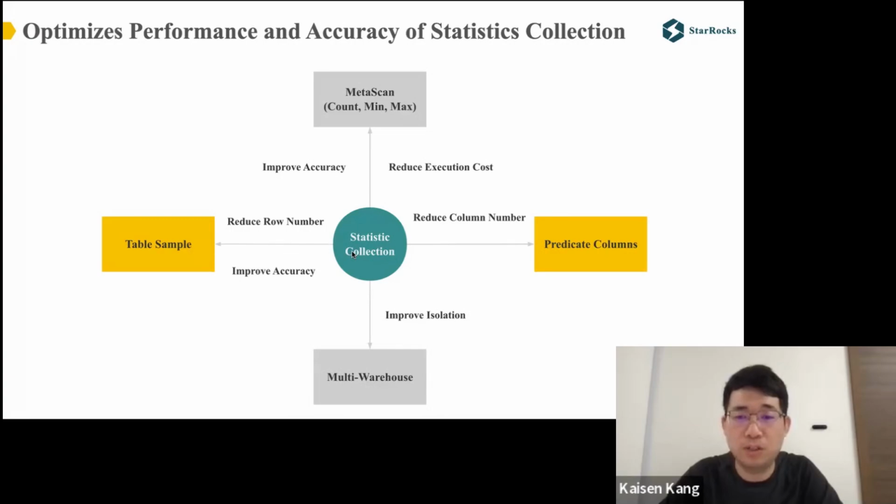StarRocks will reduce the cost of statistics collection by reducing both the number of collections and columns. The third point is the predicate column. Table sample and predicate column will be introduced soon. The last point is to reduce the impact of statistics collection on normal queries and ingestions. StarRocks currently supports executing statistics tasks in a separate warehouse, which ensures the statistics collection jobs will not affect the queries and ingestions.